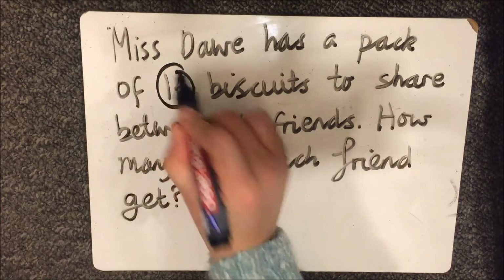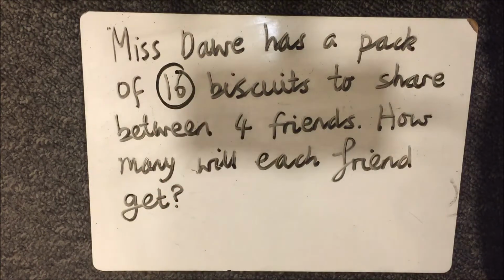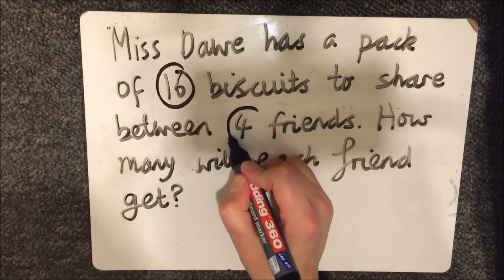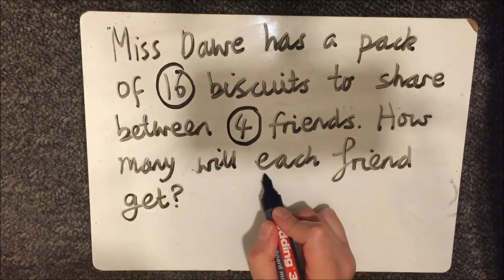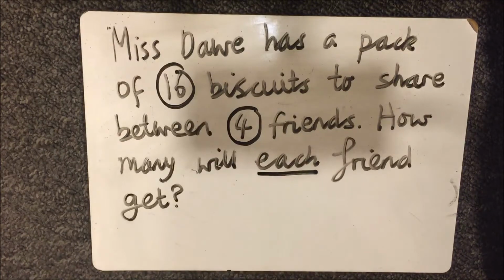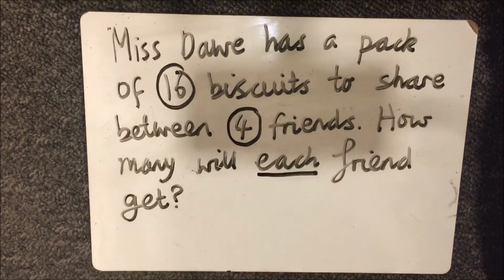It doesn't matter if they're biscuits, even though biscuits are very important. It could be anything. So 16 things, and we're sharing between how many? 4, yeah, and in this case it's 4 friends, but it could be 4 bowls, 4 packets. And how many will each friend get? So they're asking how many one of those 4 friends will get.